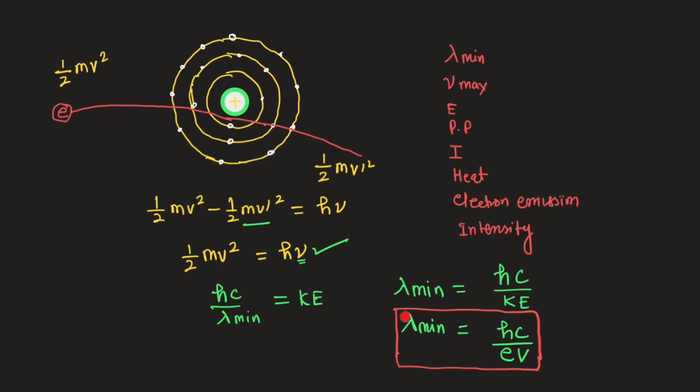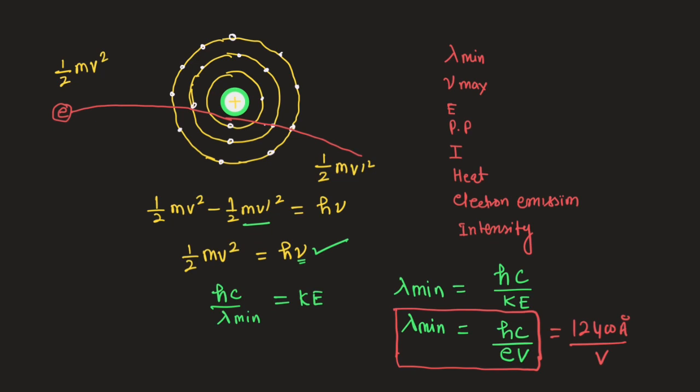So if I need to calculate the minimum wavelength, then in this case hc, where h is a constant and c is a constant, and e is the electron charge, we can write this value as 12400 angstrom divided by V. So that's how we can calculate the value of minimum wavelength.